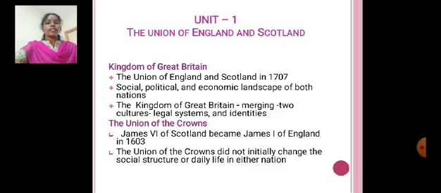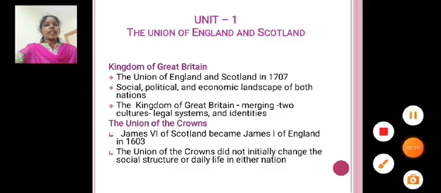Today we are going to discuss the Union of England and Scotland. First of all, we know about the Kingdom of Great Britain. The Kingdom of Great Britain was formed in 1707 through the Union of England and Scotland. The Union merged the two nations' social, political and economic landscapes, combining their cultures, legal systems and identities.